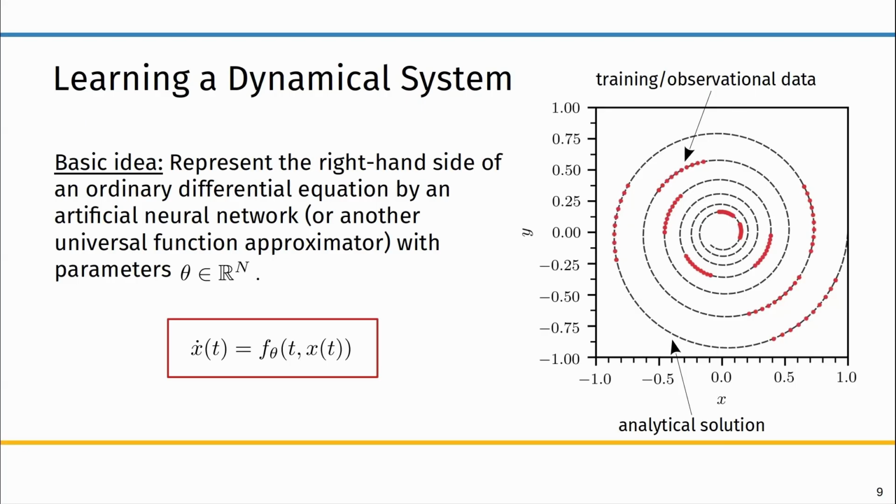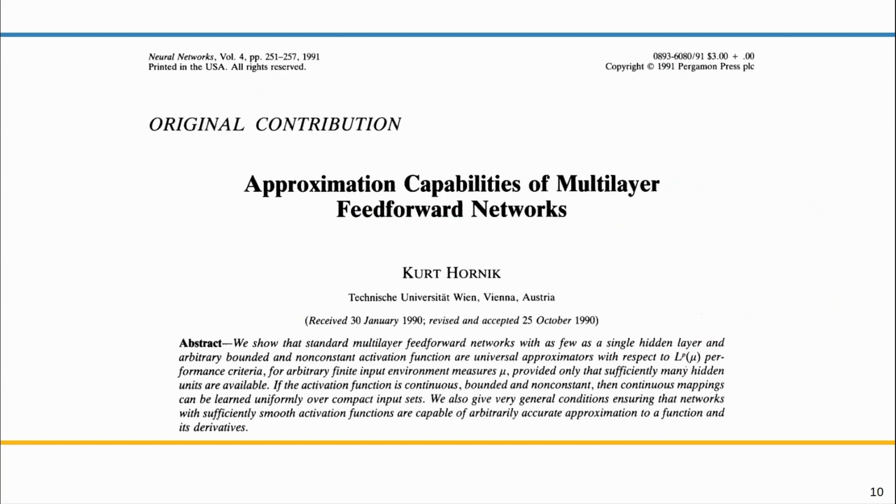And the example that I want to focus on is the spiral. It's a classic example in the learning literature. You're given a bunch of observational data, these red points that are taken from the underlying true trajectory. And now we want to learn the underlying dynamical system. How can we do that?